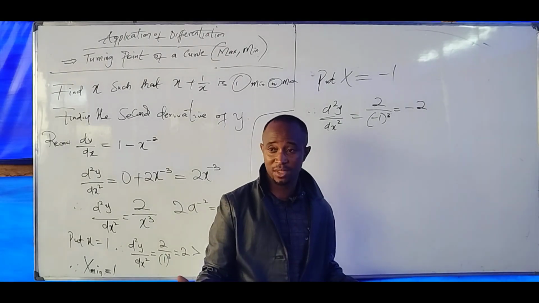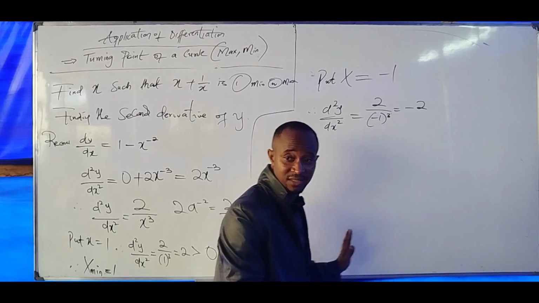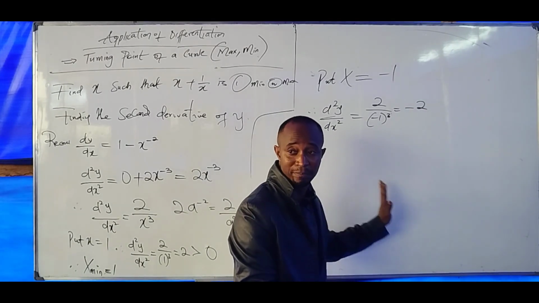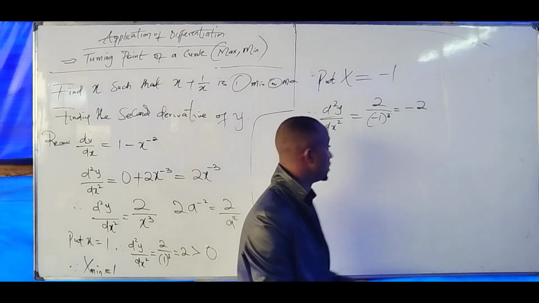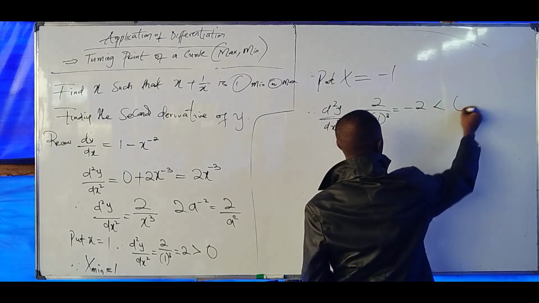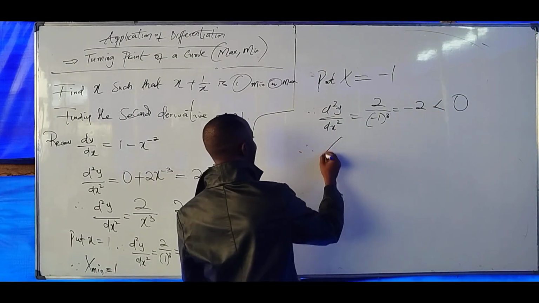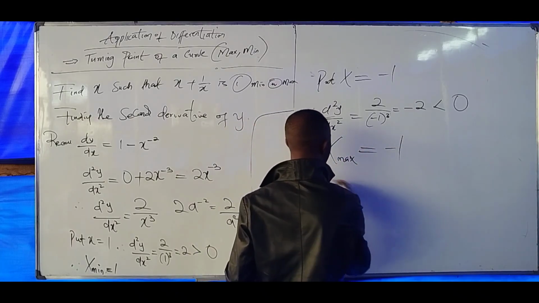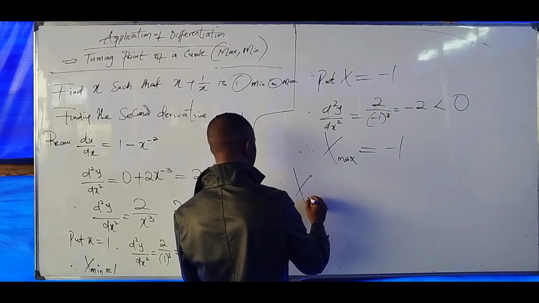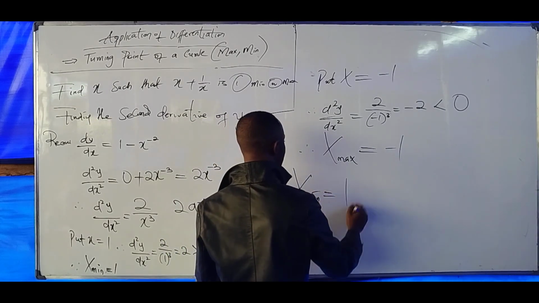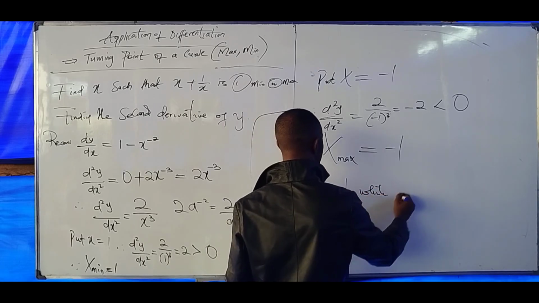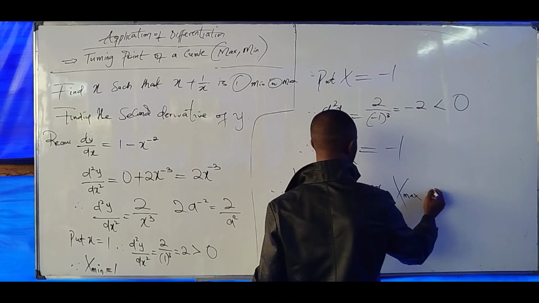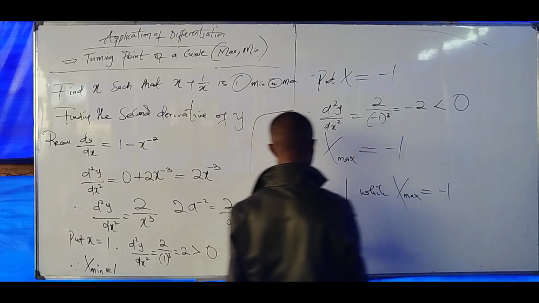Hope you are aware of your number line. Negative first, abi? Minus 2, minus 1, 0. So since this is less than 0, that means that our x maximum is what? Somebody? Minus 1. Therefore, x minimum is 1. X max is what? Somebody? Minus 1. Please put this down.